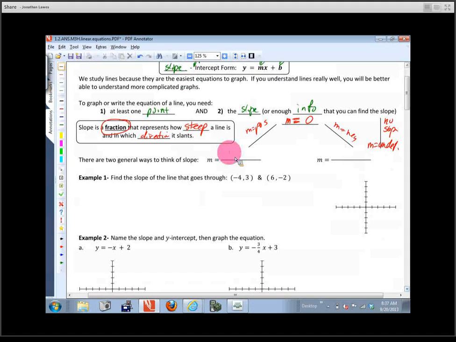Okay, so there are two general ways, two usual, typical ways of talking about slope. One way is we can say it's the rise over the run. Very good graphical description of what the slope is. The rise is the change, whether we go up or down. The run is whether we go right or left and how far. We can also represent that with a formula. What's the formula that would do that for us? Figure out the change up and down versus the change right and left.